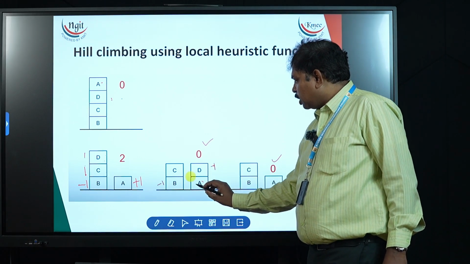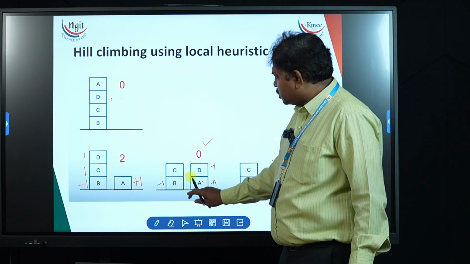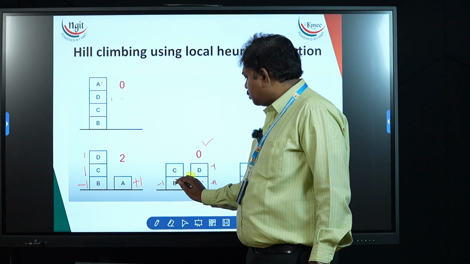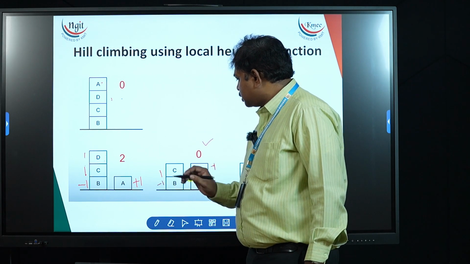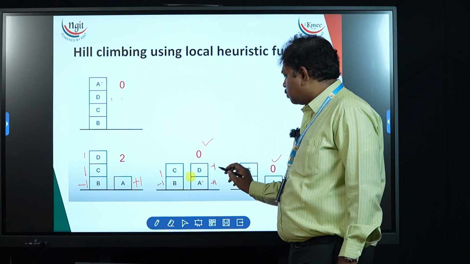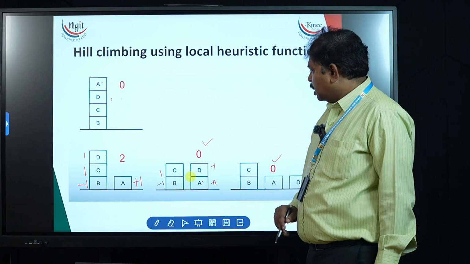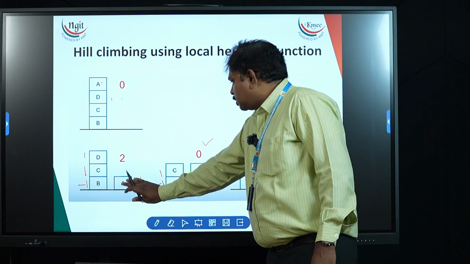A is as usual, it is supposed to be there exactly as in the goal state. Here B is not in C, but C is placed on B as in my goal state. Here I placed 1. So when you add all these things, 1 minus 1 is 0, minus 1 plus 1 is 0, 2 minus 2, totally you reached 0. This is one possible state from this state.